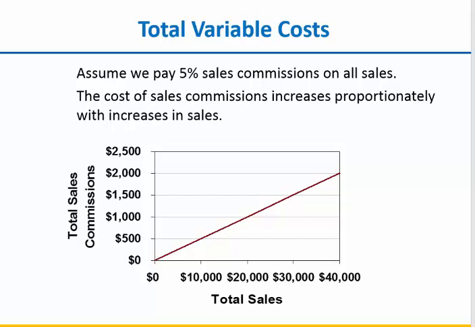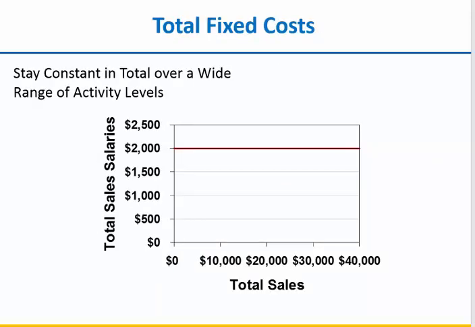Now let's take a look at the total fixed cost. There are some costs that stay constant in total over a wide range of activity levels. Let's assume that, different from the previous example, you are going to pay the salespersons a fixed salary. You are not going to pay them based on their sales commissions.